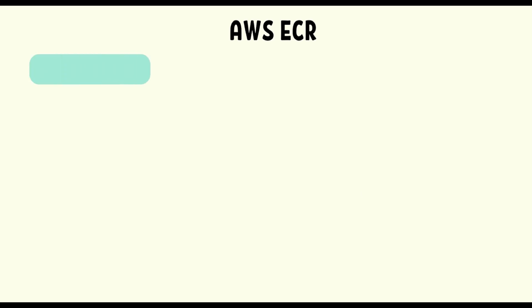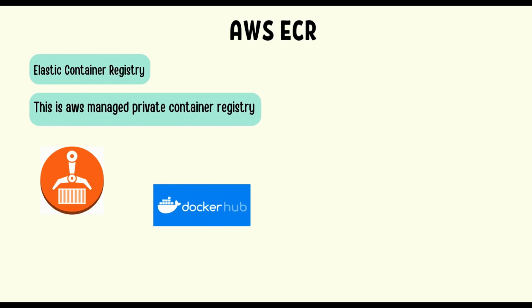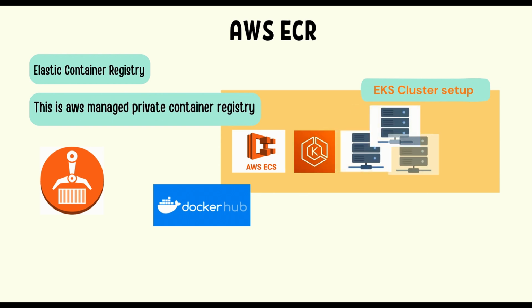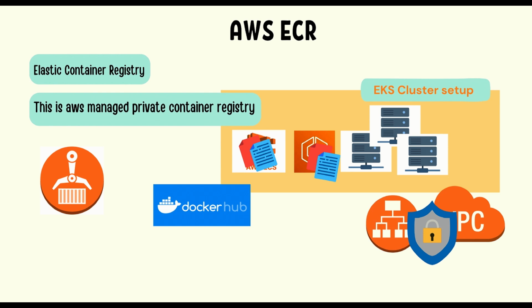AWS ECR. ECR means Elastic Container Registry. This is AWS managed private container registry, similar to what we have on Docker Hub. You can push images to ECR and pull them into your ECS or EKS cluster seamlessly. One advantage includes seamless integration. Since all are under the AWS ecosystem, it integrates seamlessly with other services like your VPC, the Elastic Load Balancer, the IAM, and so on.